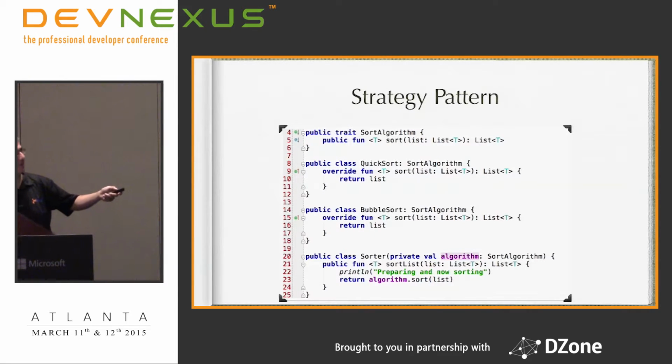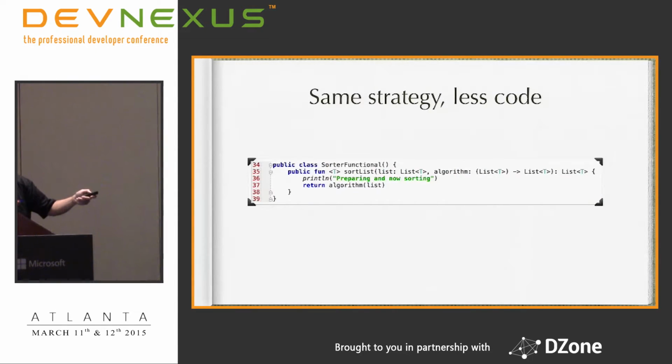So this is the strategy pattern for a sort algorithm. I have quick sort, bubble sort, sorter. What I can do is just say, okay, sort in a functional way. So I just pass in the actual code that does the sorting.